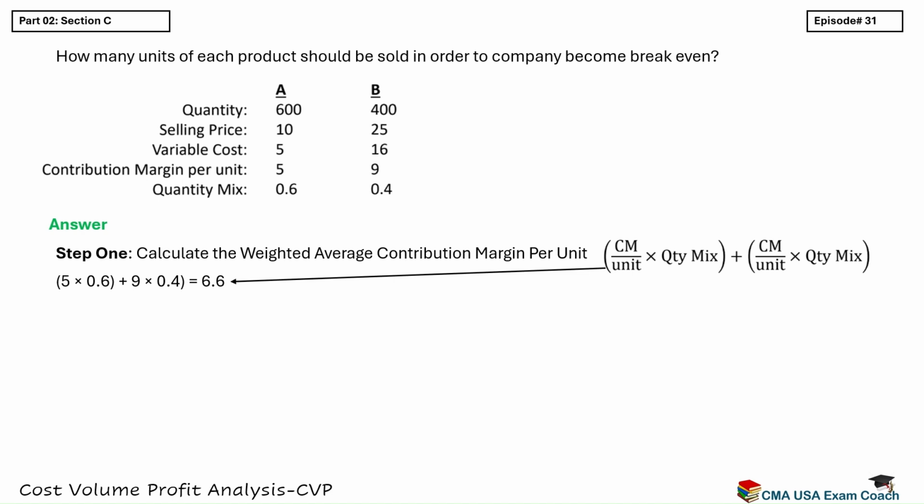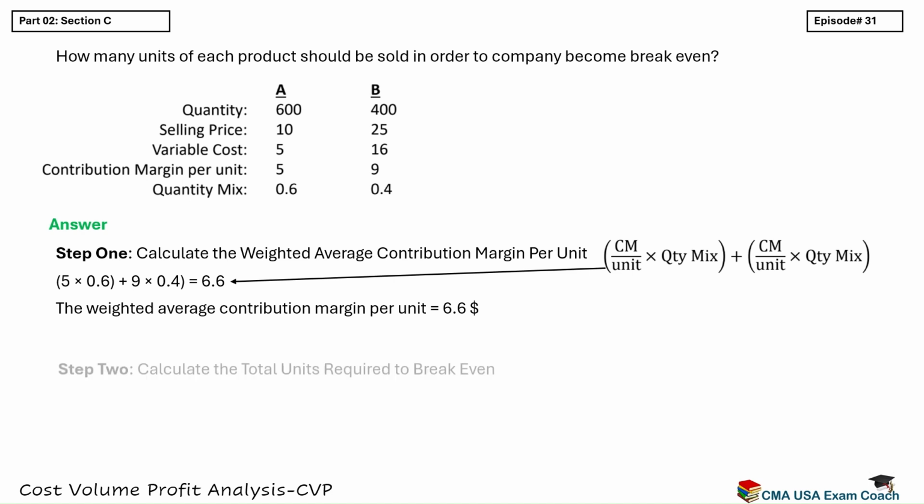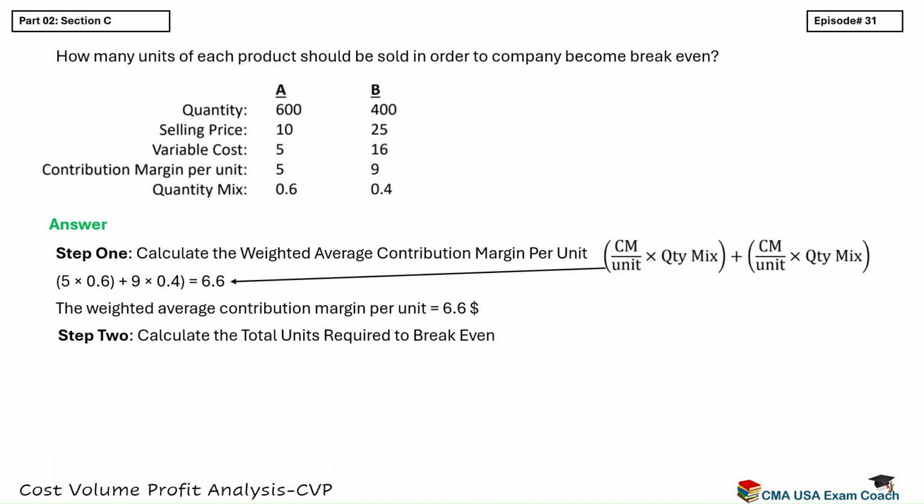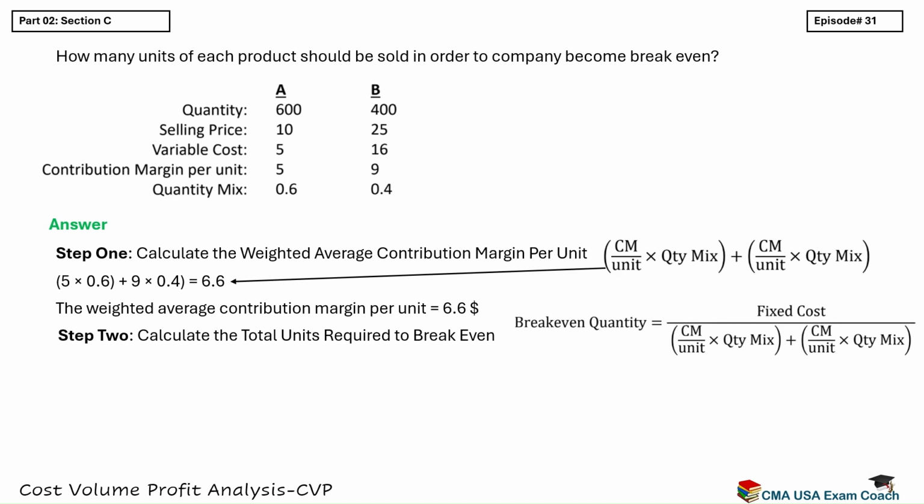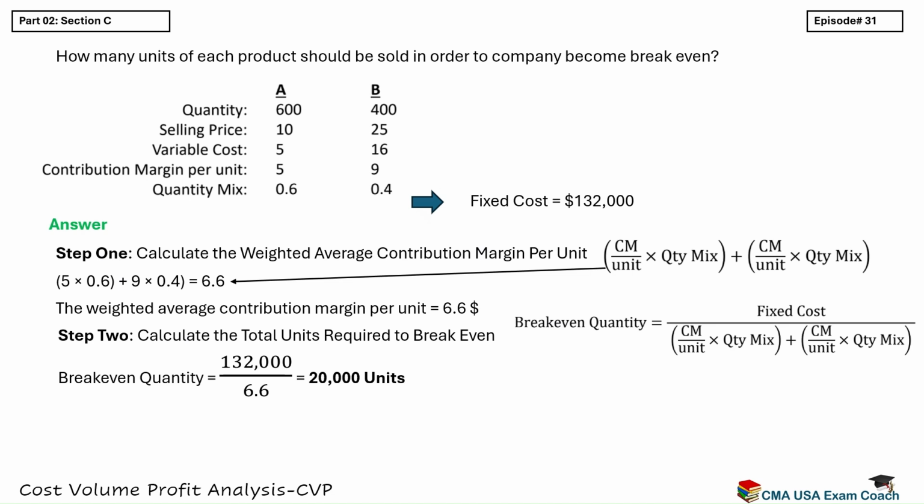Step 2. Calculate the total units required to break even. Now we use the break-even formula. Break-even quantity equals fixed cost divided by weighted average contribution margin per unit. That means break-even quantity equals $132,000 divided by $6.6 per unit. Now let's divide. 132,000 divided by 6.6 equals 20,000 units. This means, in total, the company needs to sell 20,000 units to break even. But this is the combined total of both products. Now we need to break this down into how many units of A and B must be sold.